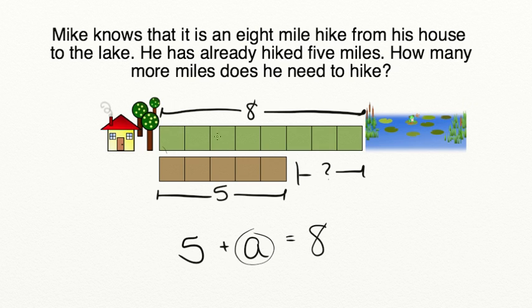So if we know that we have 8 miles in all, and he's already hiked 5, he still has to hike 1, 2, 3 more miles. So we know that A has to have a value of 3. And to check our work, we're going to rewrite this equation using numbers. So we'll say 5 plus 3 equals 8 because we replaced this A with 3. And 5 plus 3 indeed does equal 8, which means we correctly solved this problem.